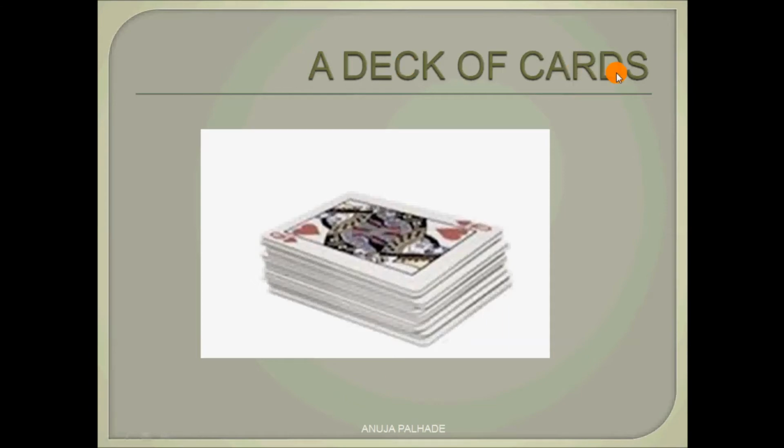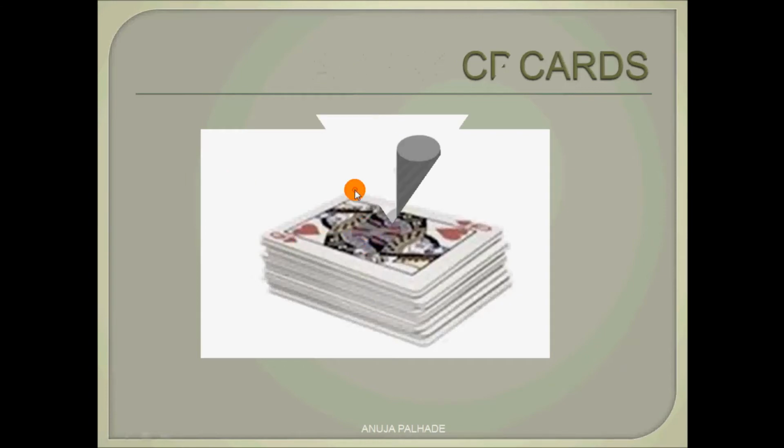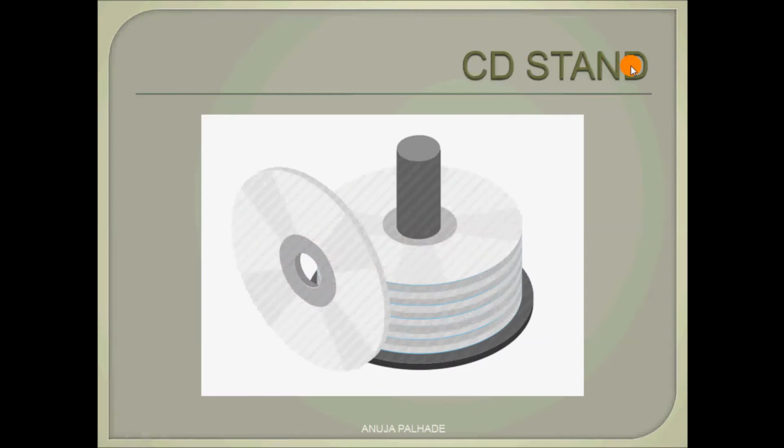These are some examples of the stack I am going to show you. The deck of cards: whenever you pick up a card from this end, you are also putting the card from this end only. So this is a deck of cards. Another example is the CD stand. See here, one end is there. When you have to put the CD, you use this end. When you have to remove the CD, you use this end. All the operations use the single end.